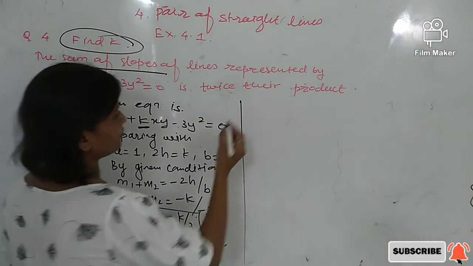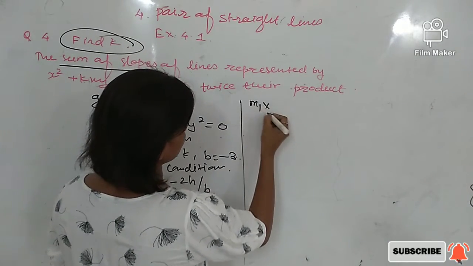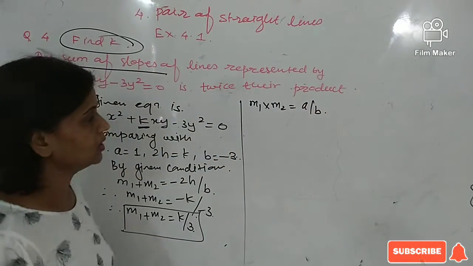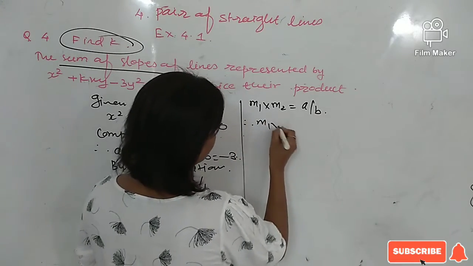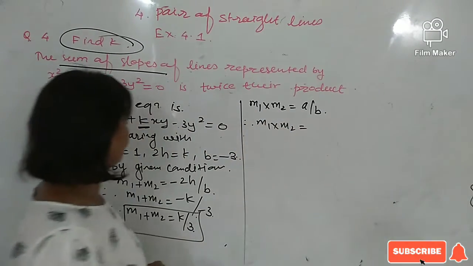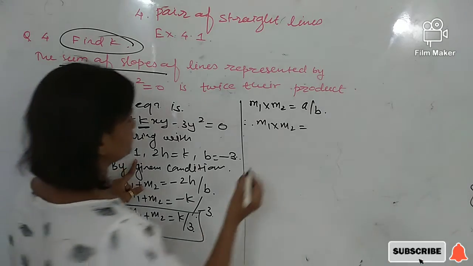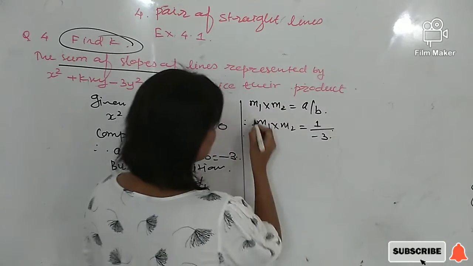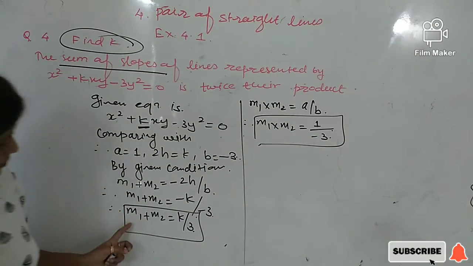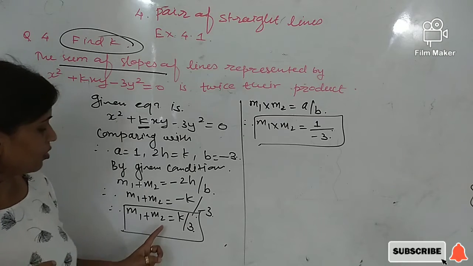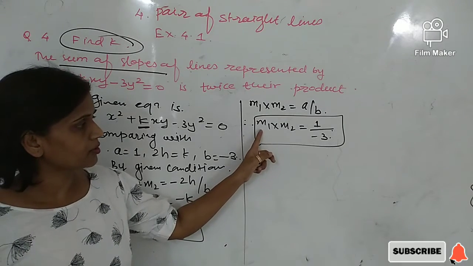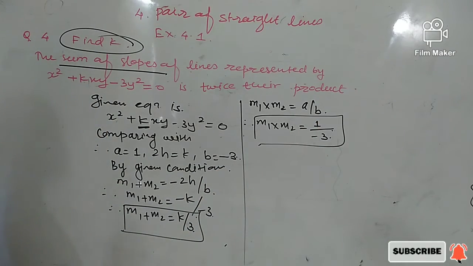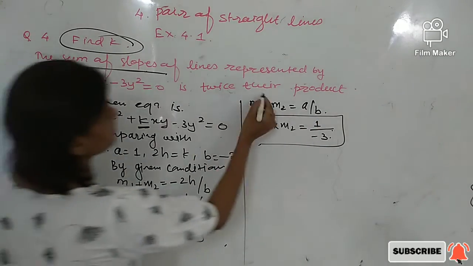Similarly, the second relationship. The product of slopes, m1 into m2, has the value a upon b. In our case a is 1 and b is minus 3. So the sum of slopes we got is k upon 3, and the product of slopes, m1 into m2, we got is 1 upon minus 3.